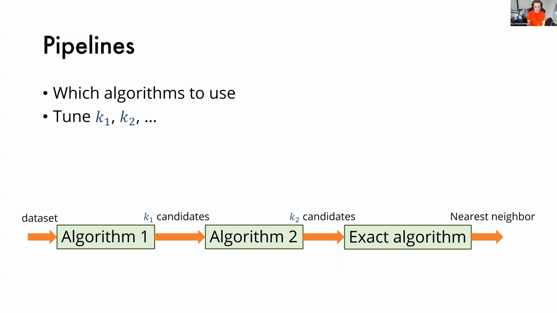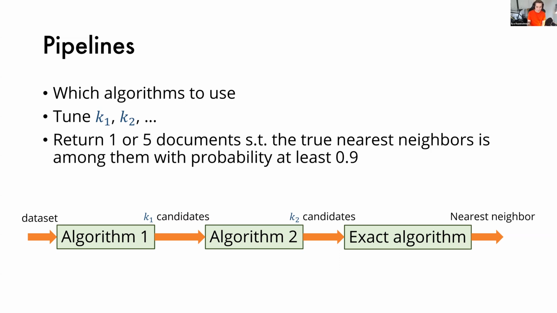So there are two questions here: which algorithms to use, and how to tune the number of candidates, right? Basically, we did two experiments. We either return one document or 5 documents, such that the true nearest neighbor is among them with probability at least 90%. Sounds like a reasonable requirement.